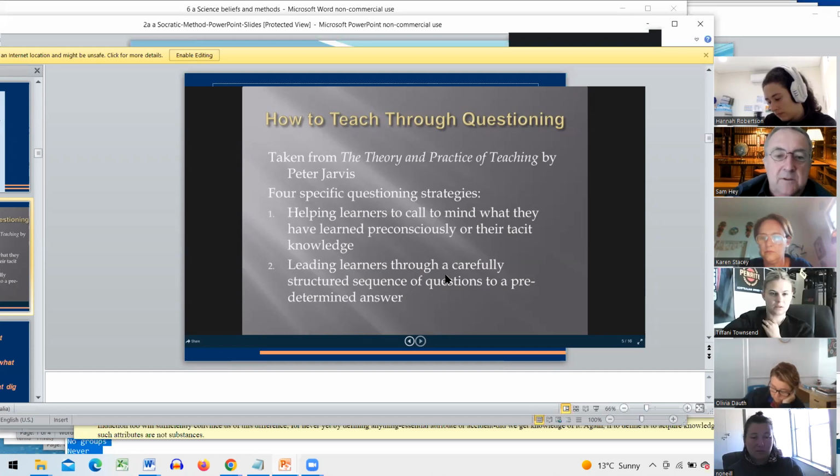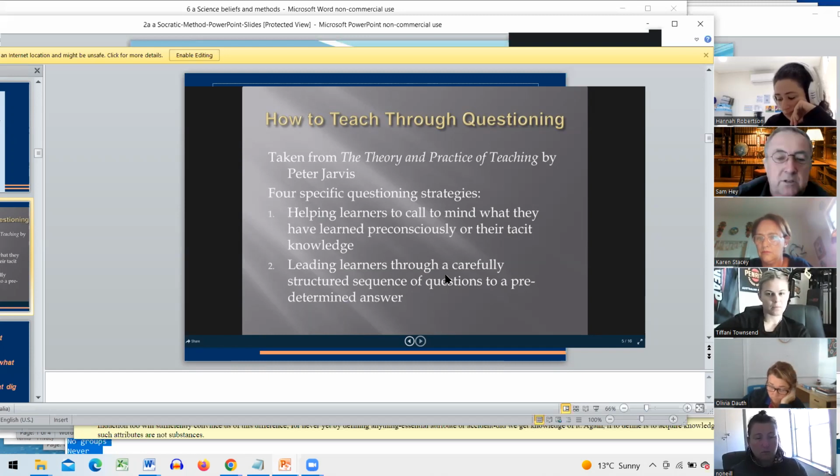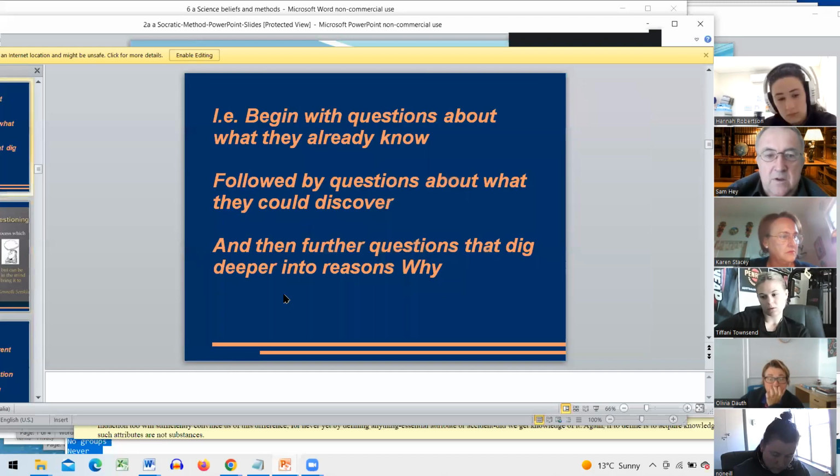In Theory and Practice of Teaching by Peter Jarvis, he says, questioning involves helping learners to call to mind what they've learnt previously and pre-consciously, and to think about what they know already. So you might ask, what do you know about this already? What's beyond your present knowledge? It's leading the learners from what they know already through questions, and then often we do have an idea where they're going. That is, we have been explorers of the world of knowledge, teachers have already, and so we're leading you on a path.